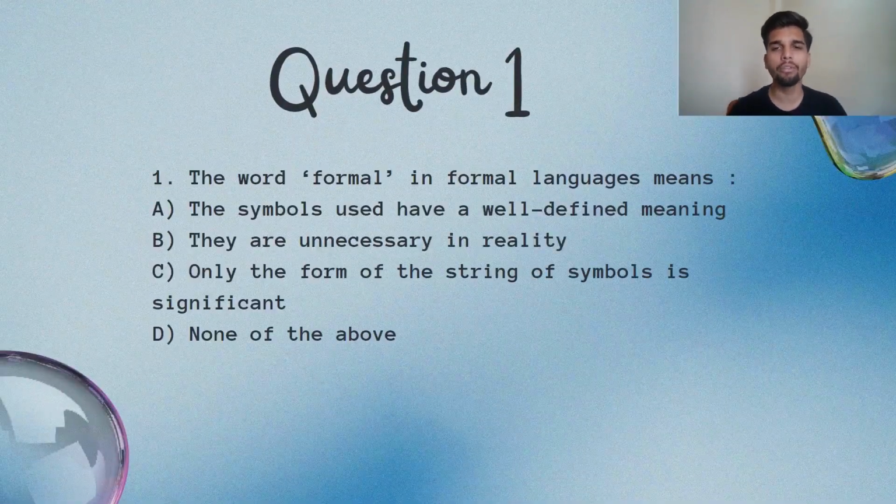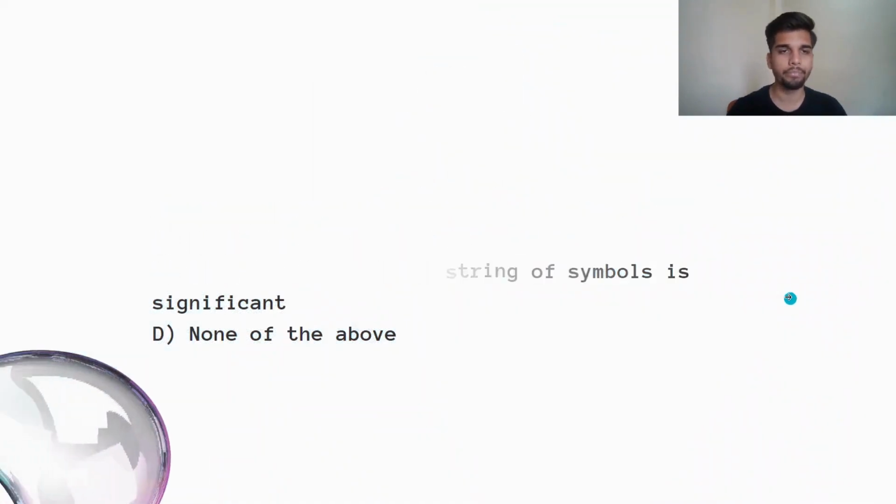The word formal in formal language means: A, the symbols used have a well-defined meaning; B, they are unnecessary in reality; C, only the form of the string of symbols is significant; and D is none of the above. Let's see them.